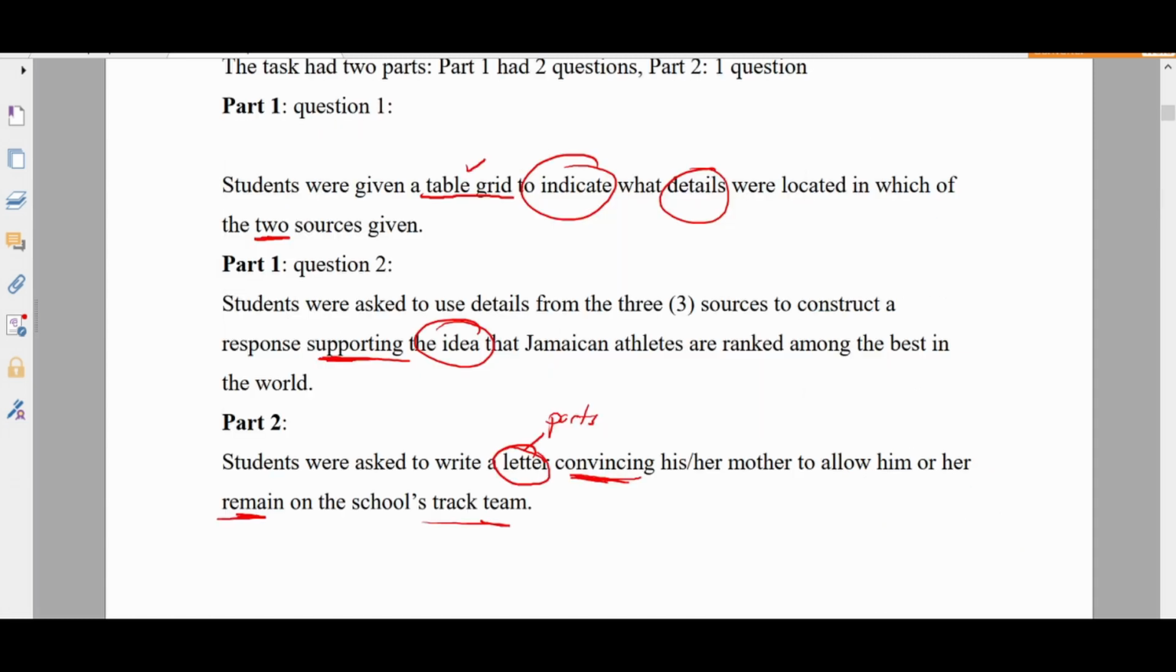So, okay, to wrap this up now, what I would want you to do is to do part 2. I don't have a set of sample responses, so we could actually look at some of the letters that were written for this exercise. But what you could do, you could go ahead and write. It says students were asked to write a letter, right, convincing the parent to allow him or her to remain on the school's track team. So that is something that you can do now, and you can take that back to class.